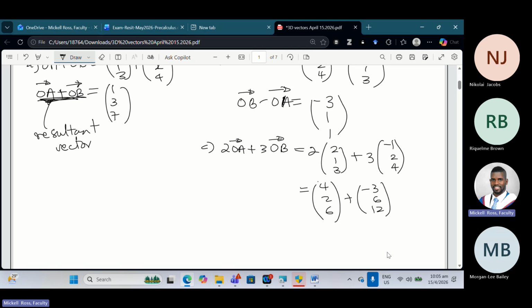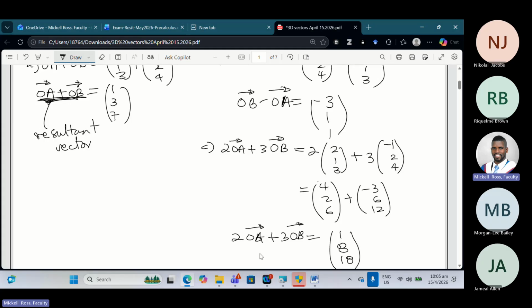And then we just go ahead and add the results. 4 plus negative 3, that's 1, 2 plus 6, that's 8, 6 plus 12, that's 18. So this is the result of the vector addition 2OA plus 3 times OB. So that would be the result. Look and see if there's anything I need to clarify before we continue.